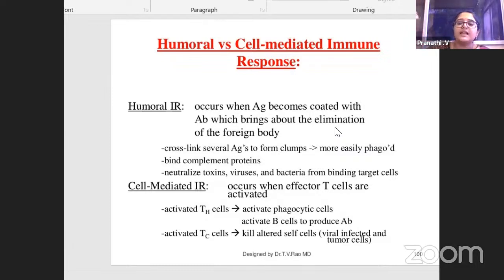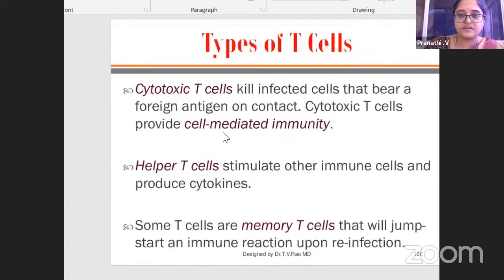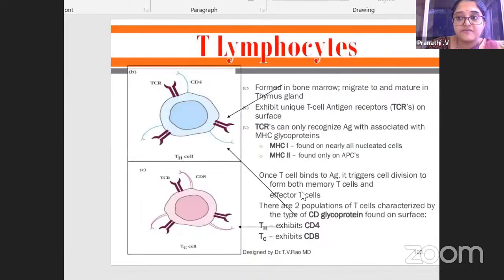Then finally clumping takes place, and the secondary response is going to occur. And then we have the activated T cells, which kill the altered cells or the viral infected cells that are present. So these are the T and B lymphocytes in their respective functions. Cytotoxic T cells provide cell-mediated immunity. Helper T cells help in stimulating other immune cells and the production of cytokines. Memory cells will jumpstart the immune system upon reinfection.